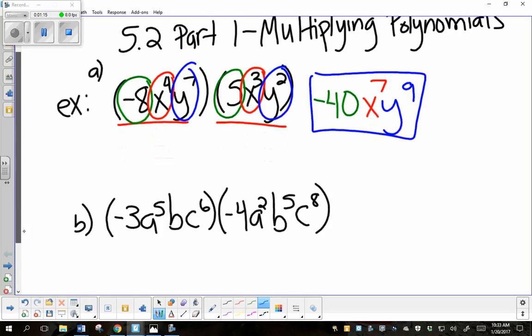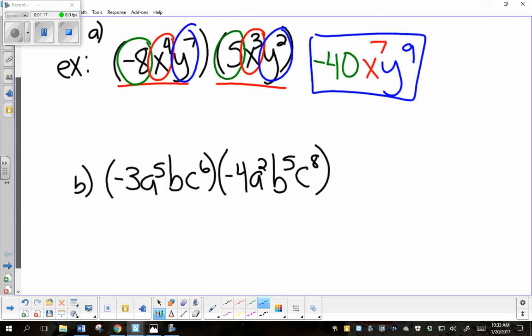All right, on our second example down here, you are going to be multiplying again two monomials. So this one's pretty much the same. So first what you're going to do is just go ahead and multiply the coefficients of each. So in this one we've got a negative times a negative, so that's a positive. Negative 3 times negative 4 is positive 12. And then same thing, go through your variables and just multiply them. Remember to add your exponents up.